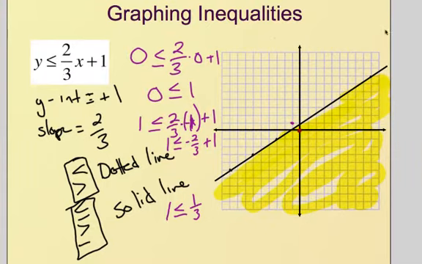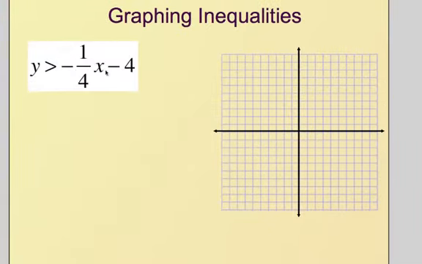All right, let's take out another problem here, another example. In this problem, we have y is greater than negative 1/4 x minus 4. Same thing again. Pretend it's an equal sign first. Find my y-intercept. That equals negative 4. And my slope, that equals negative 1/4.